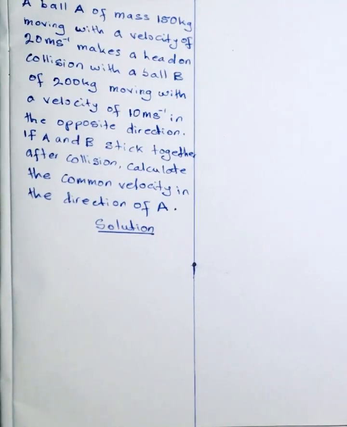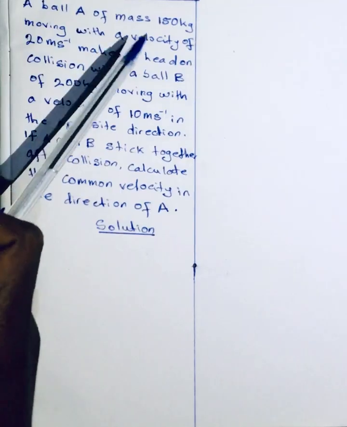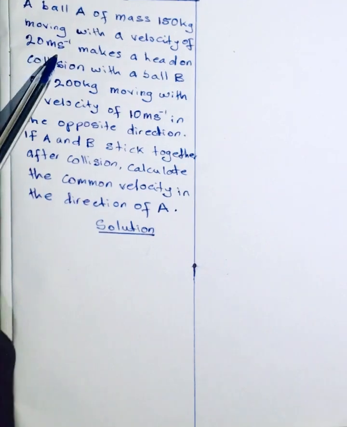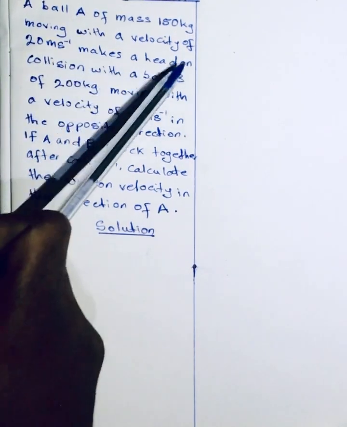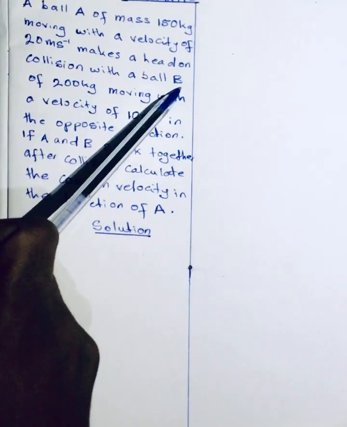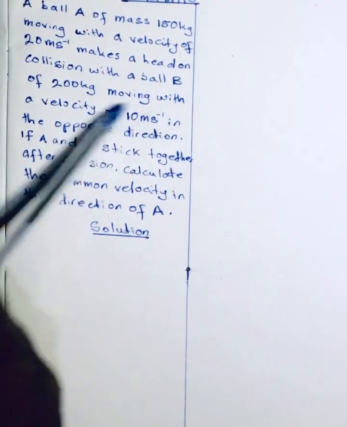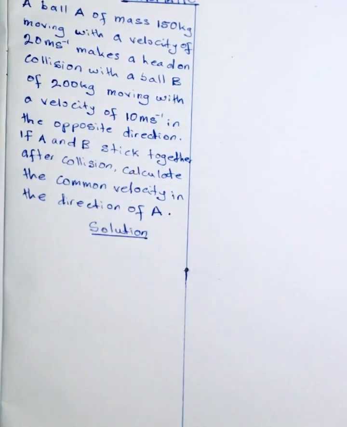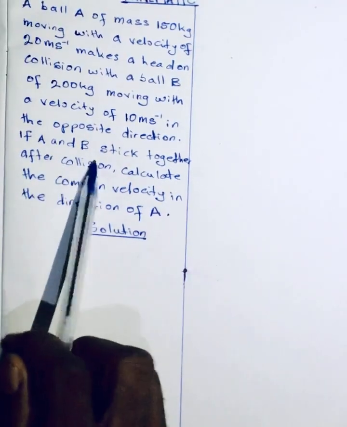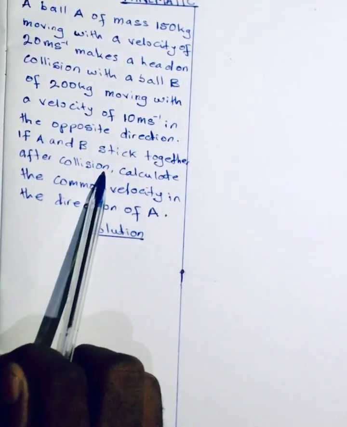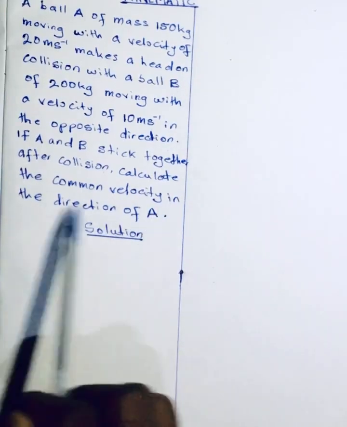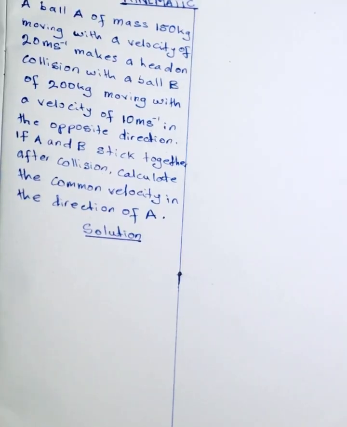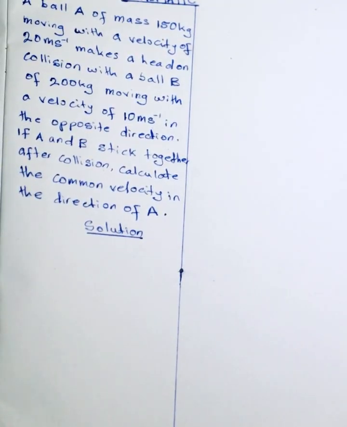The question says a ball A of mass 150 kilogram moving with a velocity of 20 meters per second makes a head-on collision with a ball B of 200 kilogram moving with a velocity of 10 meters per second in the opposite direction. If A and B stick together after collision, calculate the common velocity in the direction of A. So let's say solution. Then let's analyze the question.